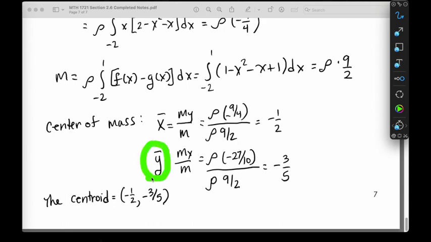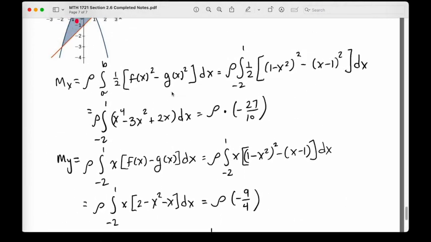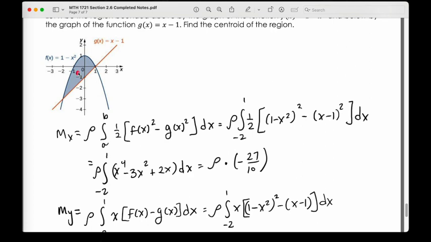Then to find the y-coordinate of the center of mass, I take my moment about the x-axis and divide it by the total mass. When we found the moment about the x-axis, we got rho times -27 over 10. And then, of course, our total mass we got was rho times 9/2. And when we divide this, we get -3/5. So the centroid for the bounded region between these two functions is -1/2 and -3/5. And if we look at that up here, it's going to be right somewhere in here.